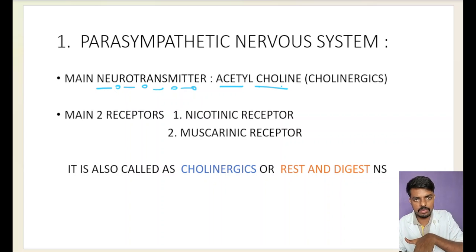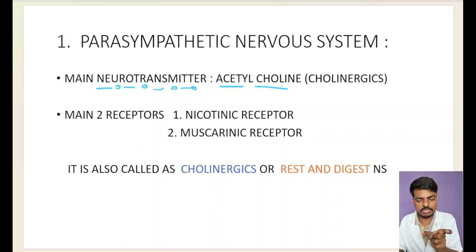If you are decreasing the acetylcholine, the parasympathetic nervous system is decreasing. Very important point. If you are increasing the acetylcholine, all the parasympathetic activity is increasing, which means your pupil is constricting, the bronchi are constricting, heart rate and respiratory rate are decreasing, GI system activity is increasing, and bladder contraction is increasing. Very important point. So if you are decreasing the acetylcholine, you are decreasing the parasympathetic nervous system, which means you are increasing the sympathetic nervous system.